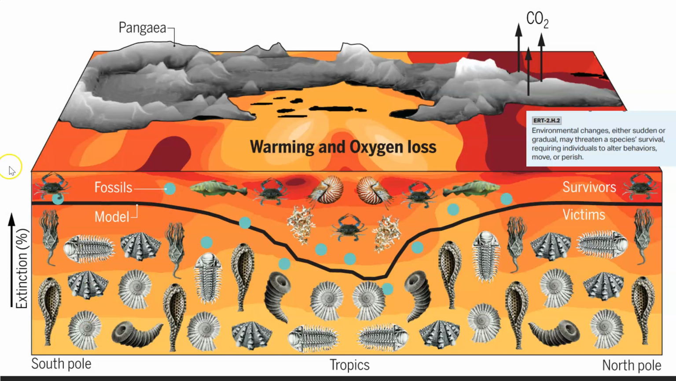So you can see in this graph of the end Permian extinction, the extinction rates were really high out here in the South Pole and the North Pole. But when we look at the tropics, we see that more species survived. And what allows these species to survive is their ability to adapt. The variation in their populations, which allowed them to adapt to the warming oceans, the warming air, and the loss of oxygen.